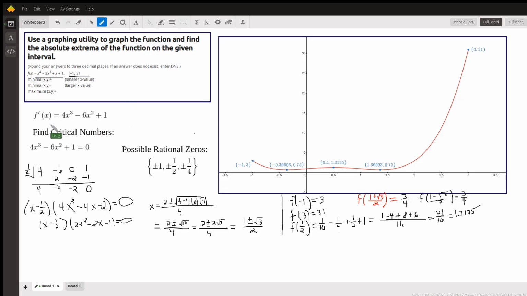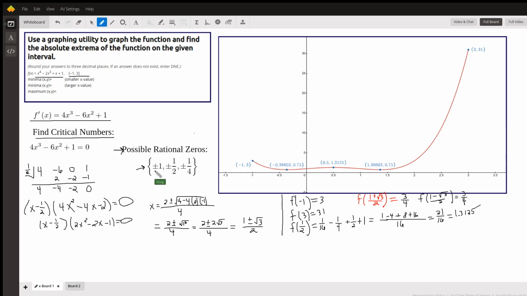Okay, so here's f prime, and we want to know, when does that equal 0? It's never undefined because we have a polynomial function. So we could use the rational root theorem to see if there are any rational zeros. The possible rational zeros are the set of factors of 1 over the set of factors of 4. So there are the possible rational zeros.